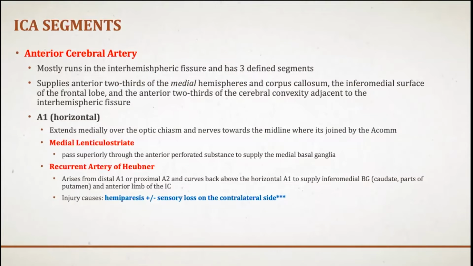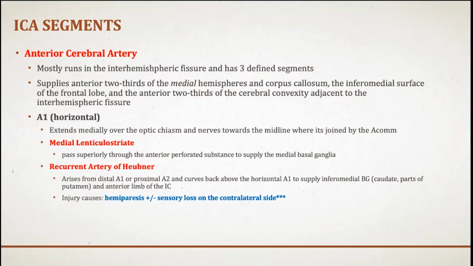So there's obviously, like I said, three defined segments. You have the A1 segment, which is a horizontal segment. This extends medially over the optic chiasm and goes towards the midline. And the ACOM is what joins the left and the right A1 segments and the A2 segments. So you have a left ACA and a right ACA, they come up and they form an H, and the artery that runs across the middle to join the two lines of the H is the ACOM.